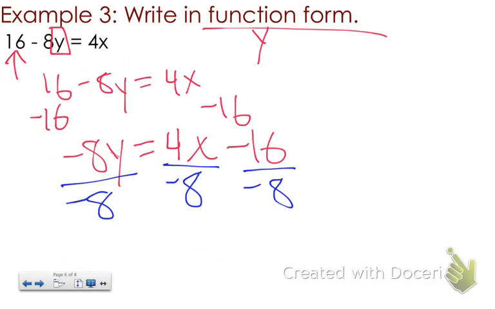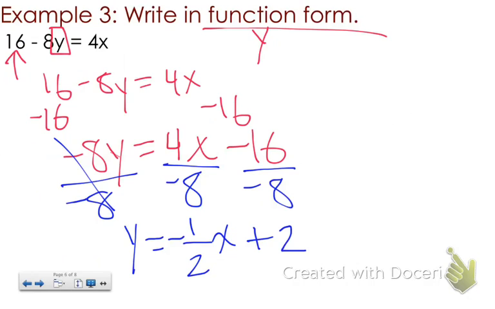And so I'm going to divide every term on the right by negative 8. And I like to write it separately just so I don't forget anything. So now I have y equals 4 over negative 8 becomes negative 1/2 x. And then negative 16 divided by negative 8 becomes plus 2. Another way you could write that would be y equals negative x over 2 plus 2. So either one of those would be correct. And since I ended up with the y by itself, it's now in function form, and I've done what the problem is asking.